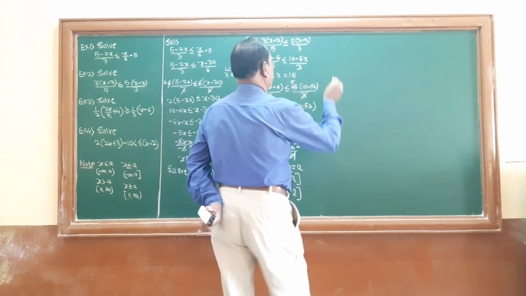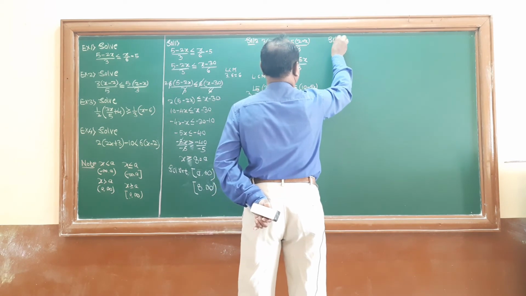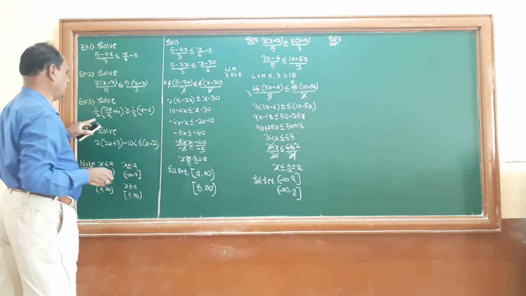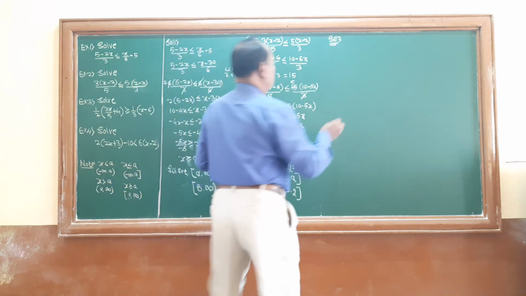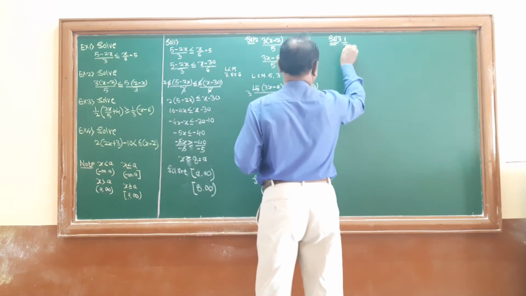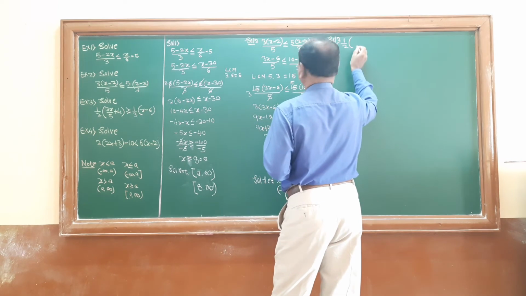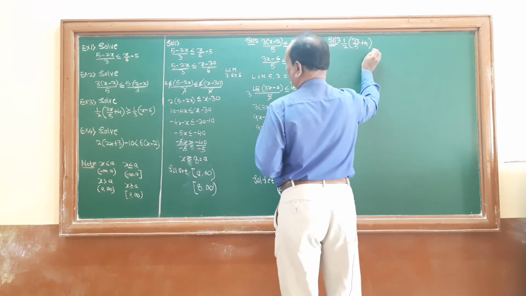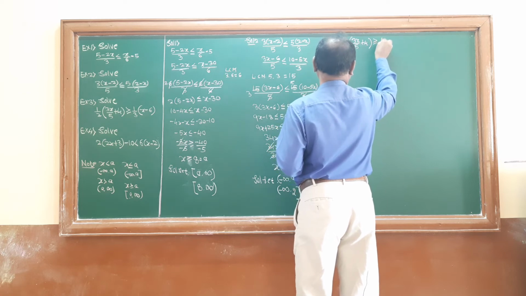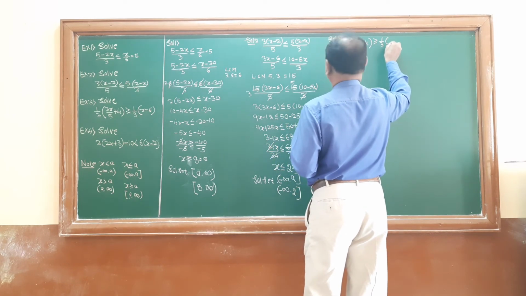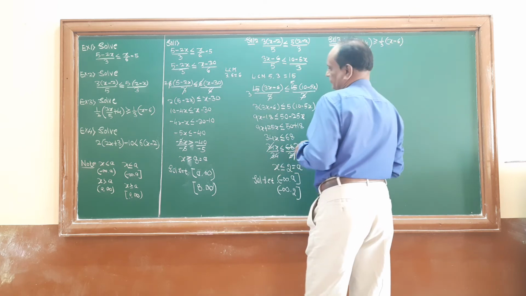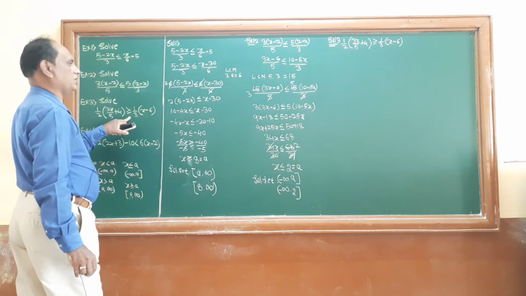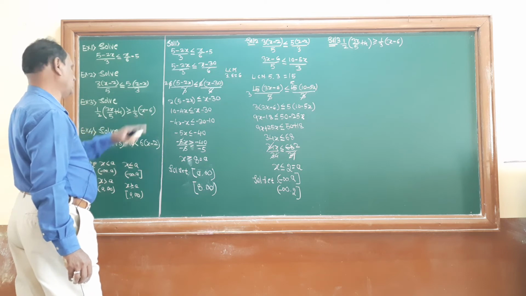Then come to the next one, that is the solution for example number 3. Example number 3: 1 divided by 2 in the bracket, 3x divided by 5 plus 4, is greater than or equal to 1 divided by 3 in the bracket, x minus 6. 1/2 in the bracket 3x divided by 5 plus 4 is greater than or equal to 1/3 in the bracket x minus 6.